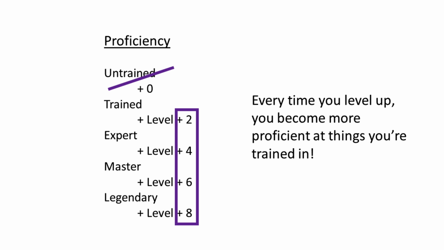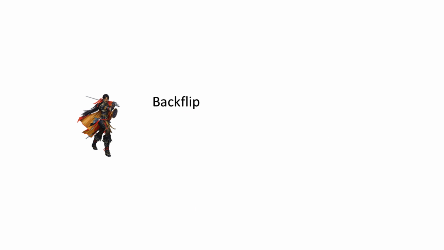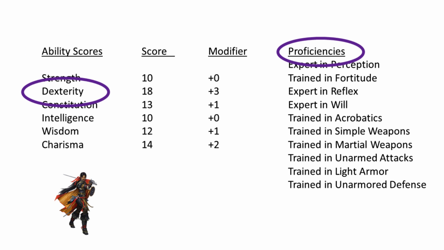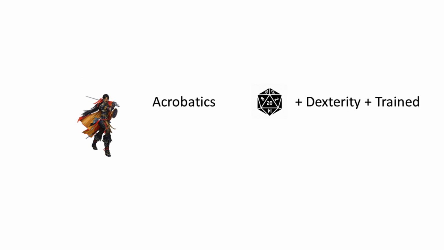Let's say you want to do a backflip. You have to make a relevant skill roll. In this case, probably acrobatics. We now know that your modifiers are made up of your ability scores plus your proficiency. What's the relevant ability score for acrobatics? Dexterity. And what is your proficiency in acrobatics? You're trained in acrobatics, but this will depend on your character. Therefore, we can replace your modifiers with your dexterity modifier plus your trained proficiency modifier.